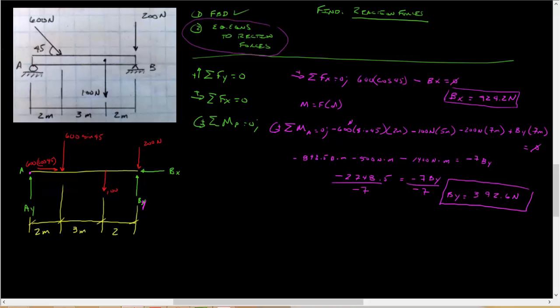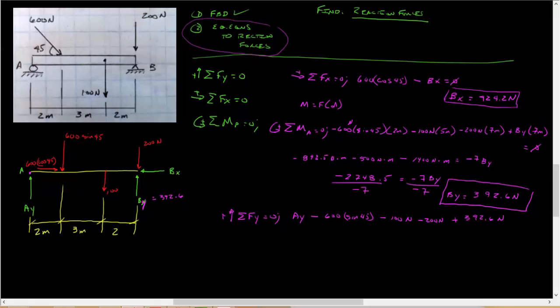So I have these two. So the last thing I need to find is Ay, the reaction force, in order to keep this in equilibrium. So simply I do sum my forces in the y is equal to 0. If I sum my forces in the y, I got Ay minus 600 sine of 45 minus 100 newtons minus 200 newtons plus By, which I got was 392.6 newtons.